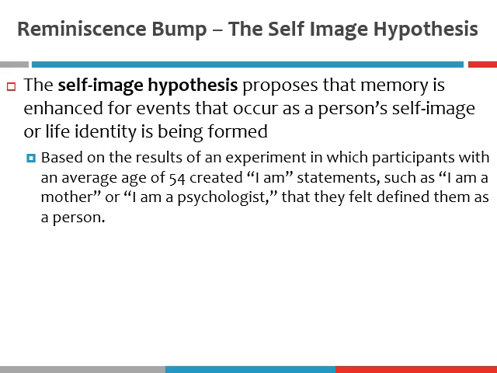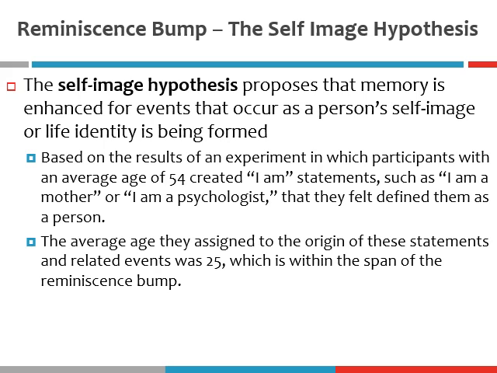But how did psychologists find experimental evidence for this hypothesis? Well, like I said, they interviewed participants who were around the age of 54, and they asked them to complete these I am statements. Then psychologists asked them to indicate how old they were when they first identified in this way. And the average age was 25, which is again well within the age range for the reminiscence bump.